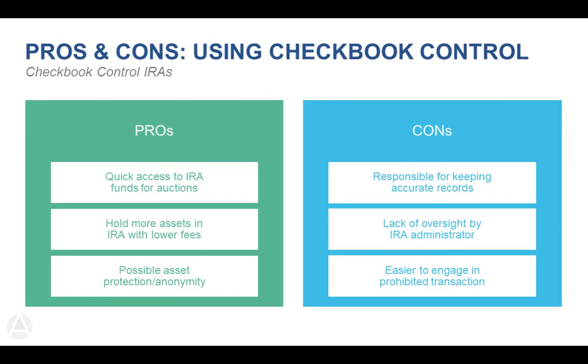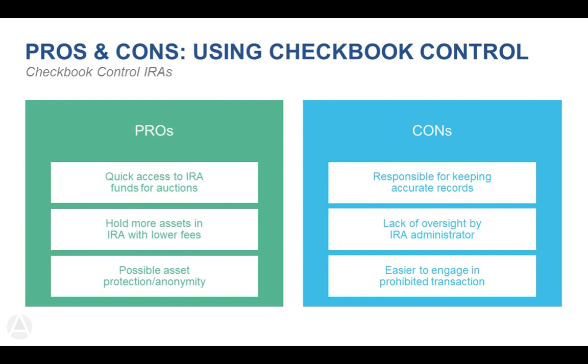Now, some of the pros and cons of using Checkbook, some of them were covered previously, but you have quick access to funds for auctions and anything like that. You can hold more assets with less fees because you're only going to be charged for the one LLC or trust in the IRA, not for every subsequent asset held by that entity. And you have a greater degree of anonymity protection with an LLC or a trust, because instead of maybe Advanta being on the deed of record, you're going to have your LLC, and the LLC is going to offer that wall of protection with regards to privacy, if that's a concern to you.